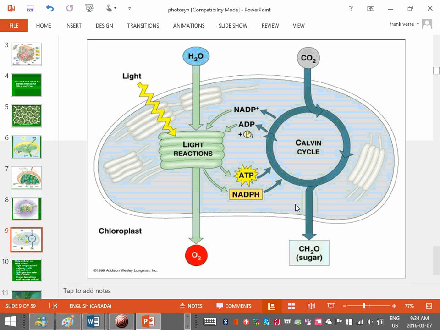That's actually not always true. In some organisms, there are actually 3 membranes, and in some it's 4. We don't need to worry about that. But I will mention this too: the chloroplast also has its own DNA.